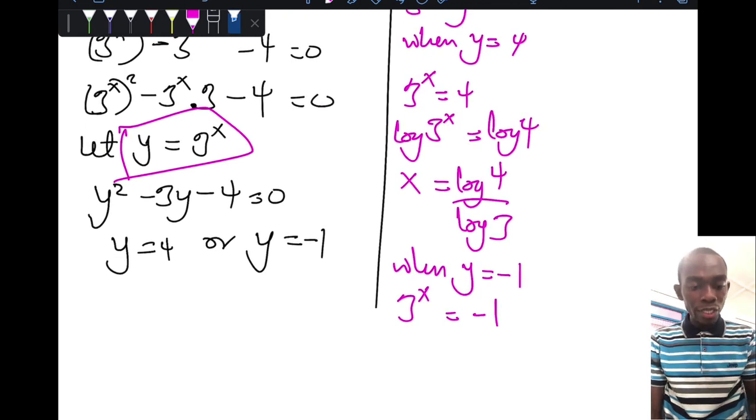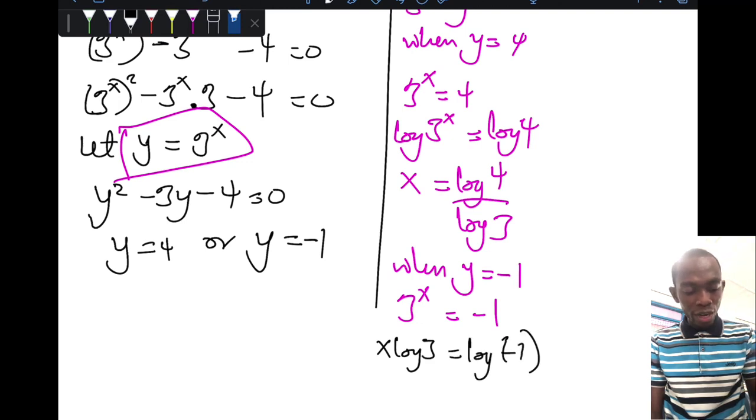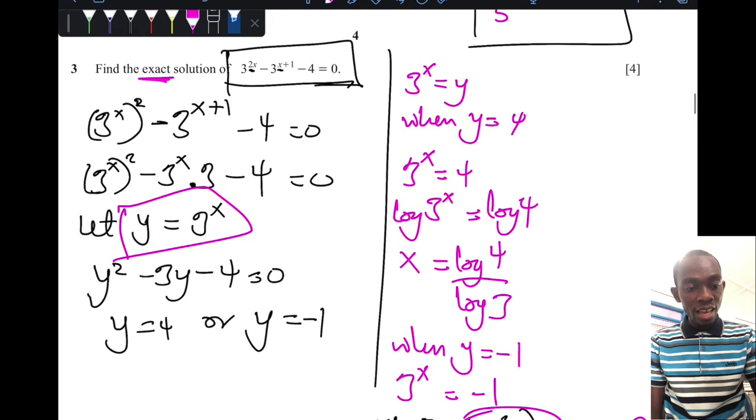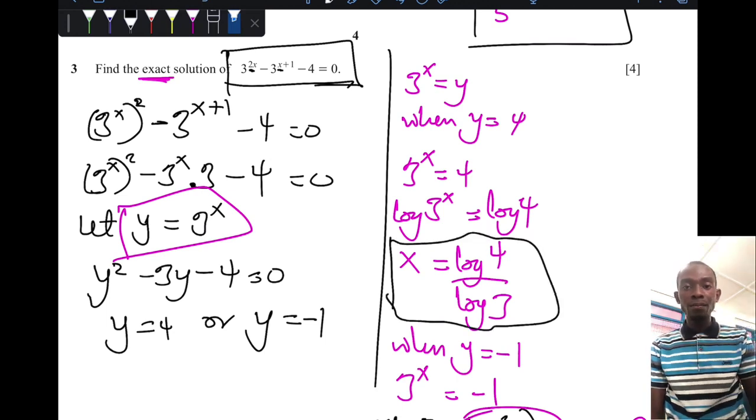Now, you can't solve this. Why? Because if you take the log of both sides, let's practice and see. You have x log 3 equals log negative 1. Log of a negative value, ladies and gentlemen, does not exist. So this has no solution. Okay? So the answer that the marking scheme will be looking for is just when x equals this. You are done. All right.